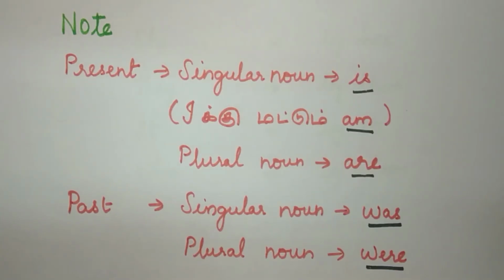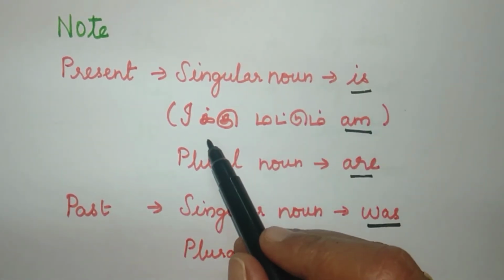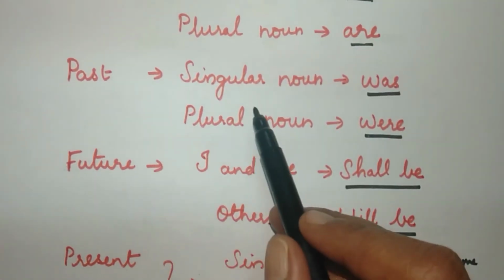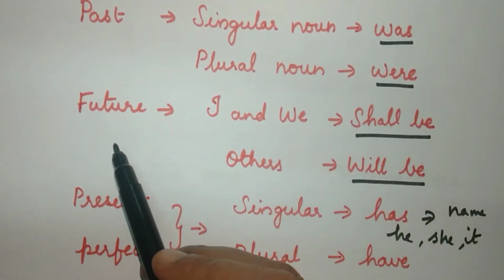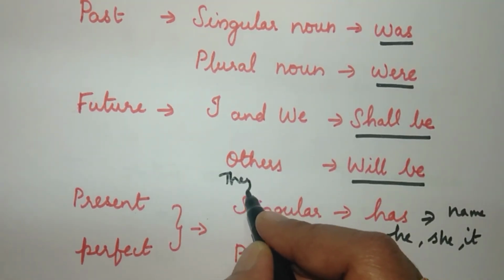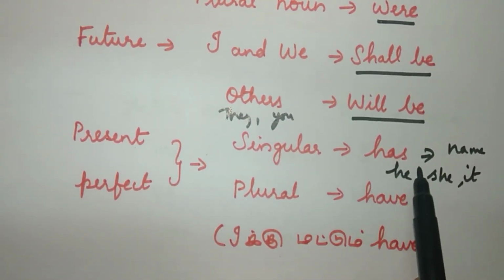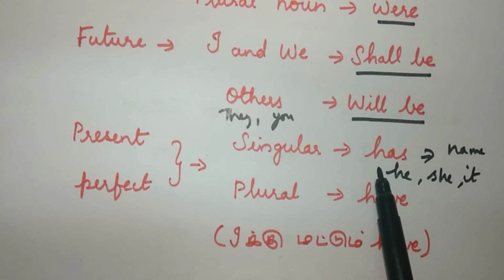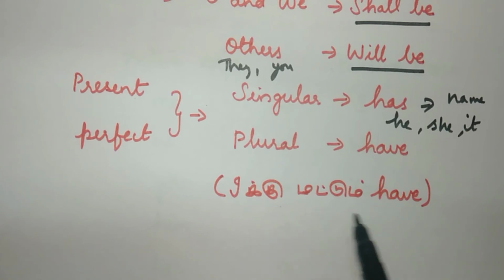Students, for a better understanding I have written a separate note. When it is present tense with a singular noun we will write is, for I we will write am, for a plural noun we will write are. In the same way for the past tense, if it is a singular noun we will write was, and for a plural noun we will write were. For the future tense, I and we will write only shall be. For others like they, you, we will write will be. Present perfect tense, singular means we will write has only. When he, she, it comes we write only has. If it is plural we will write only have. For I alone we will write only have.